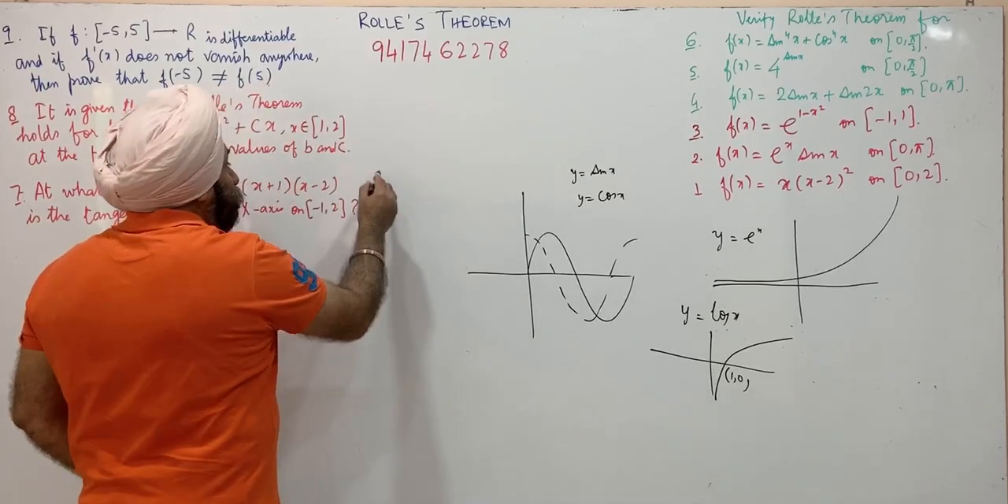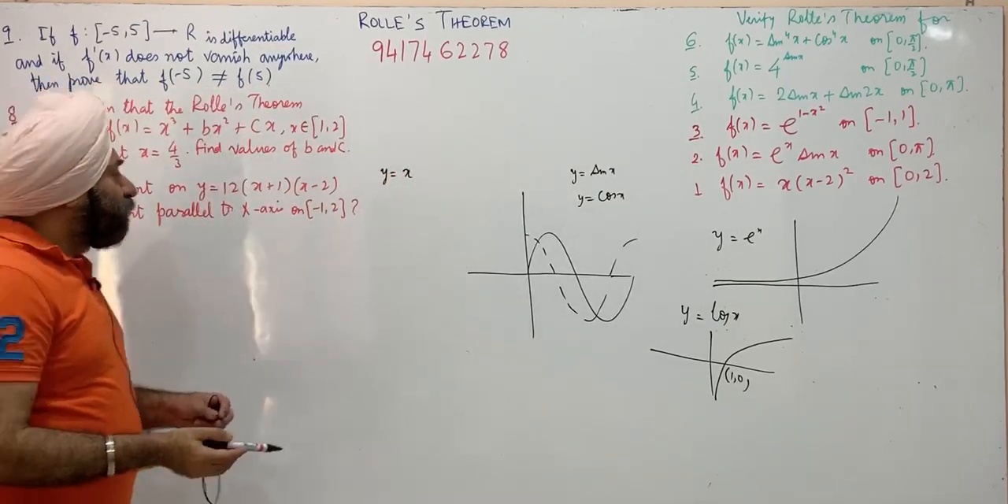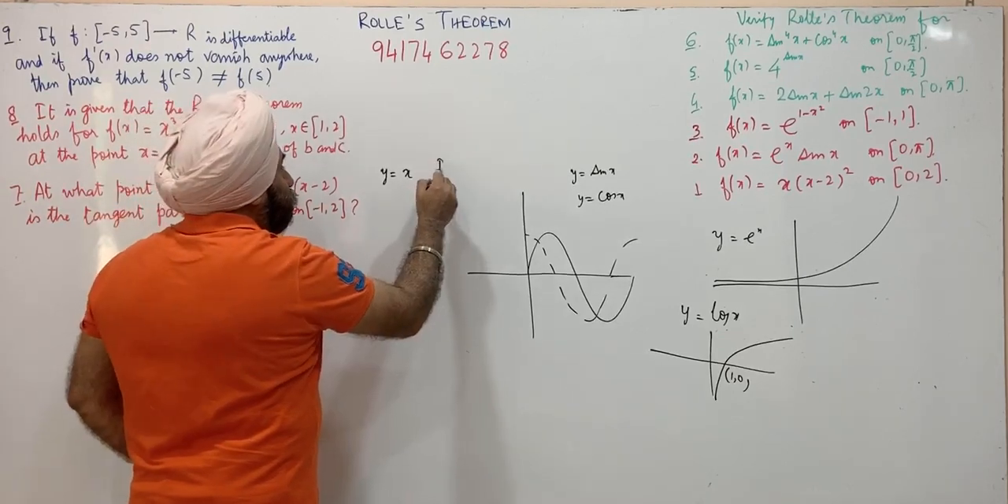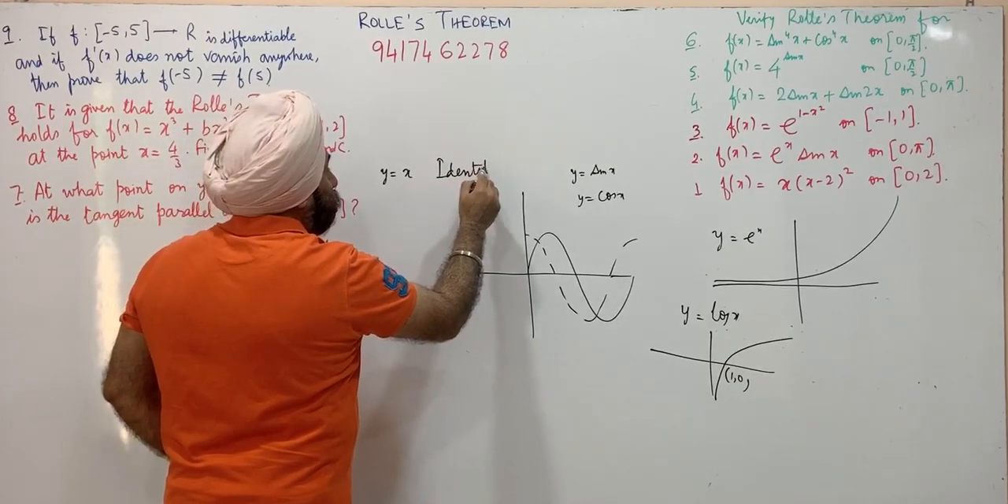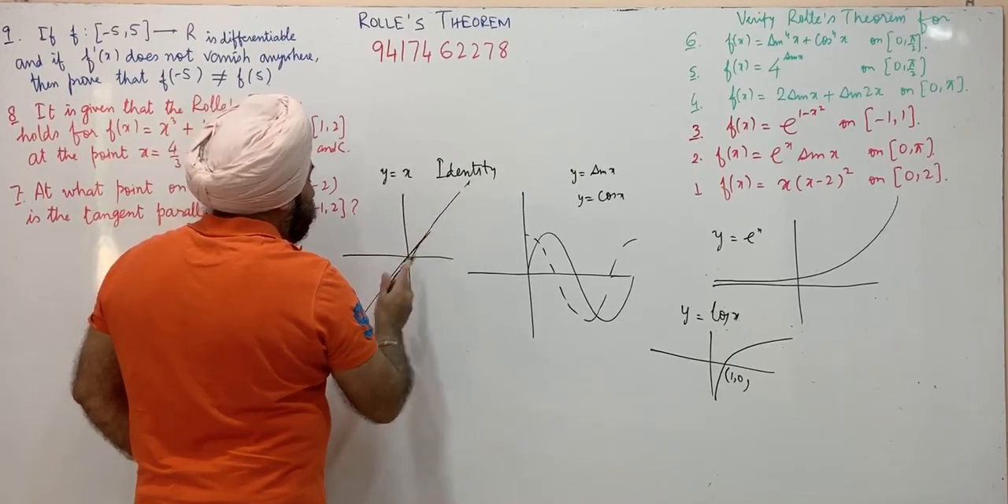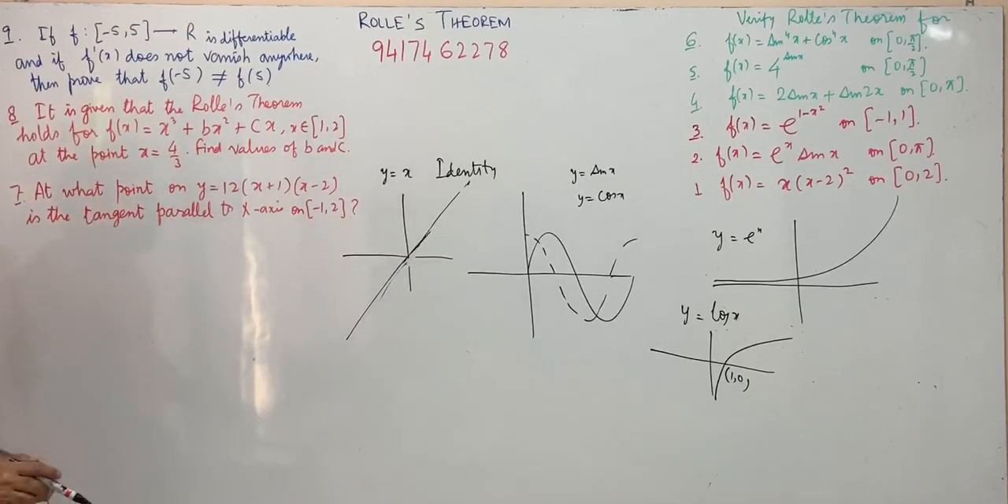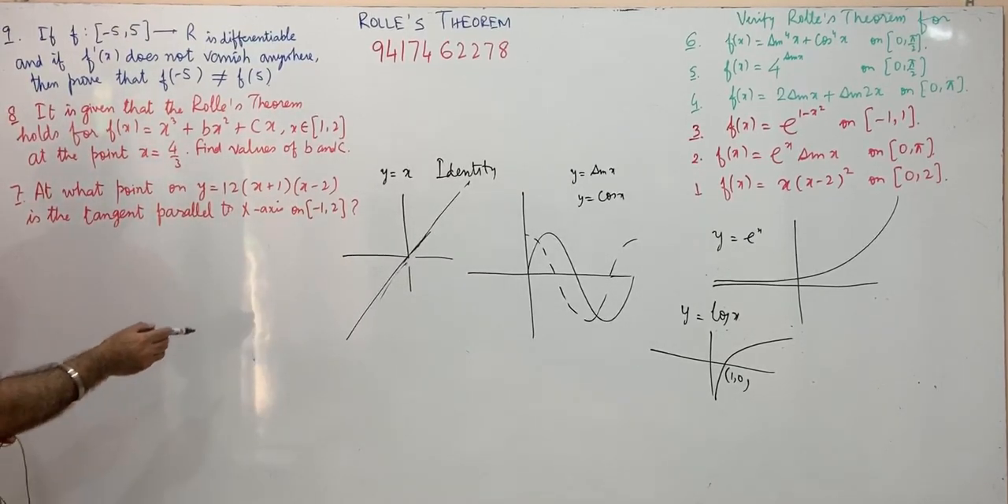Then y is equal to x, the identity function. This is like a polynomial, but this is also the identity function. This is the graph of the function. So from the graph it's clear that it's a continuous function, and also a differentiable function.